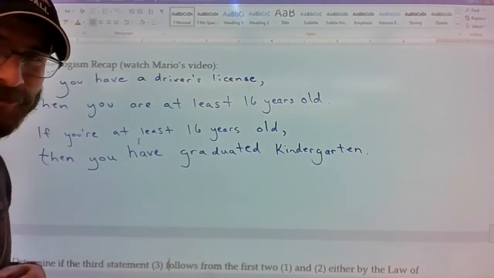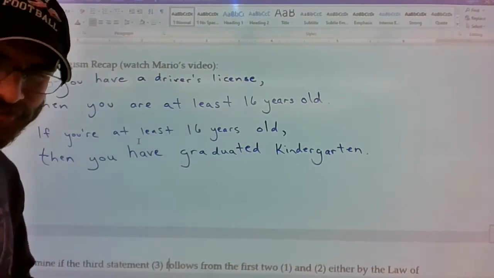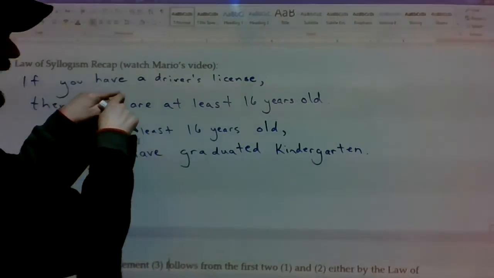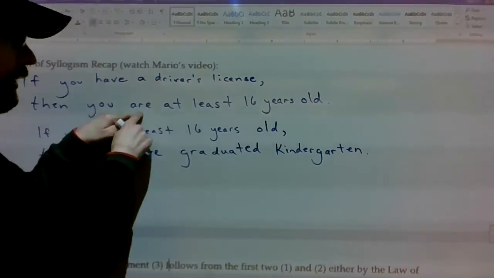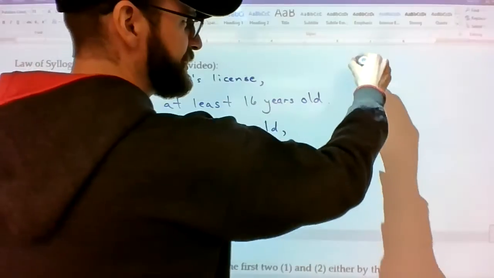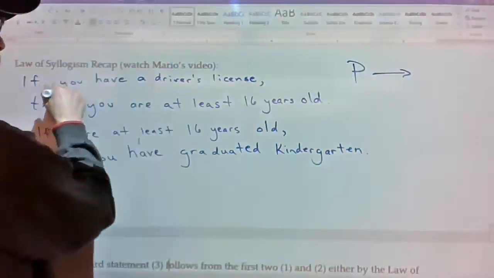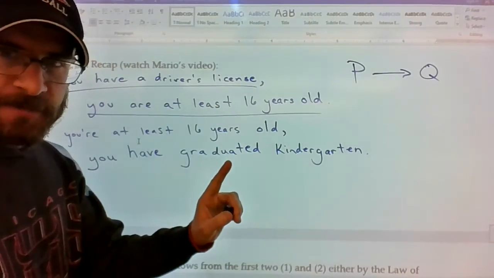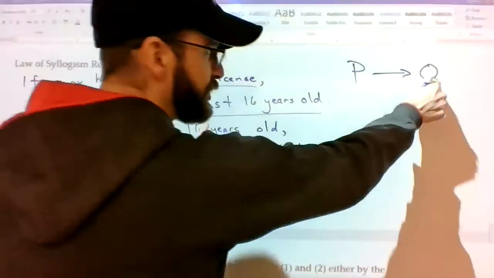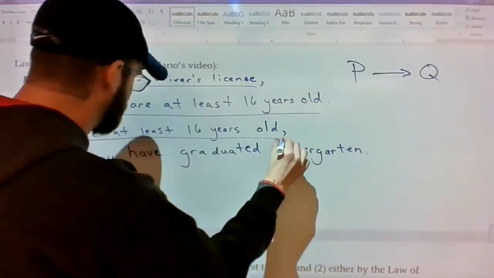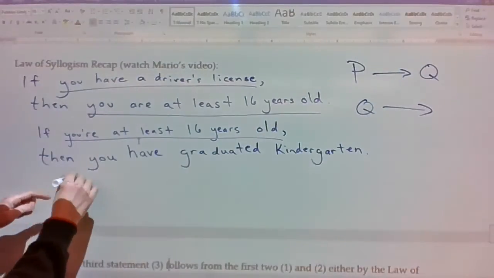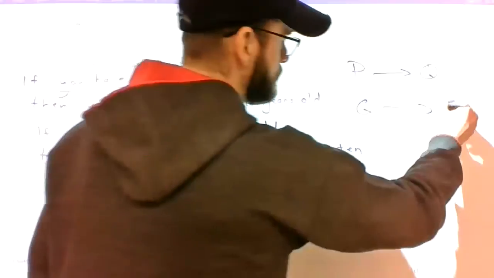If you're at least 16 years old, then you have graduated kindergarten. Let's just say that that's true. So, you've got two statements. If you have a driver's license, then you are at least 16 years old. This is P. You have a driver's license implies Q. You are at least 16 years old. What the law of syllogism says is that it then takes the Q statement and makes it the if. If you are at least 16 years old, then you have graduated kindergarten.